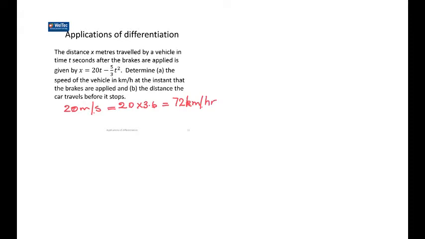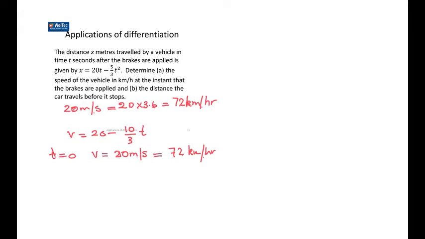You're given your distance function, so you need to find your velocity function. So your velocity function is going to be the derivative of that, so it'd be 20 minus 10 over 3t. And when the brakes are applied, that's your instant, that's now. So that would be when t is equal to 0. So then velocity is going to be equal to 20. So your initial velocity is 20 meters per second, but you're asked to put that in kilometers per hour. We've already converted that, so it's 72 kilometers per hour.